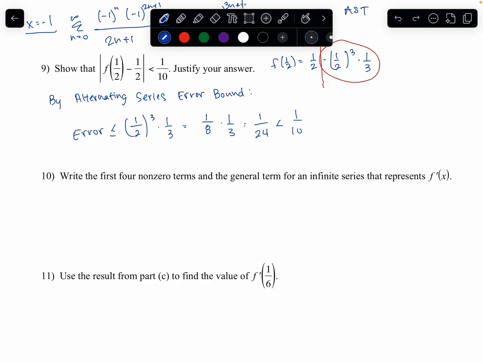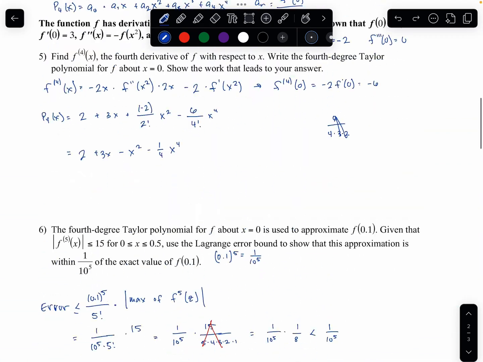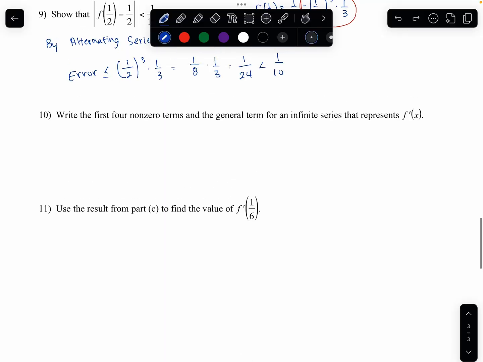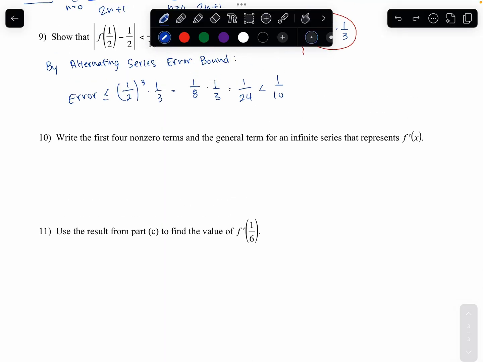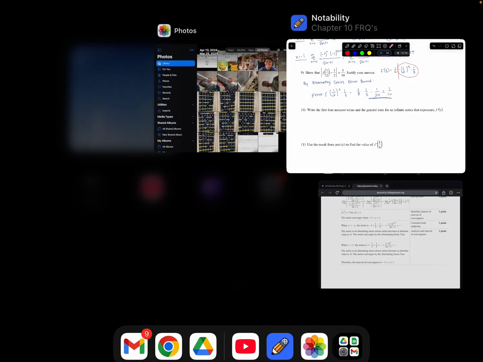So that should be it. Don't circle your answers. I just about did. Have I circled my answers? Alright, good. I'm not circling my answers. Alright, so there we go. We showed that the error, the upper bound, is equivalent to 1/24, which is less than 1/10. So that should cover everything.